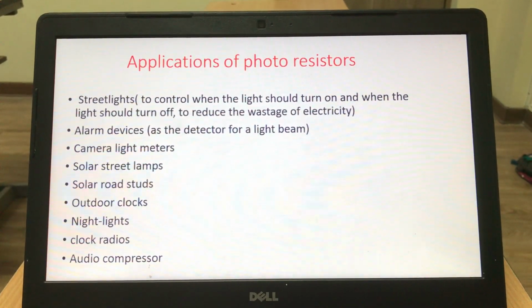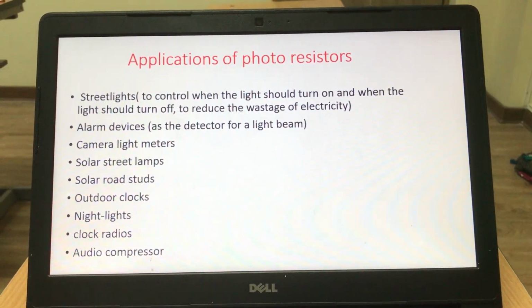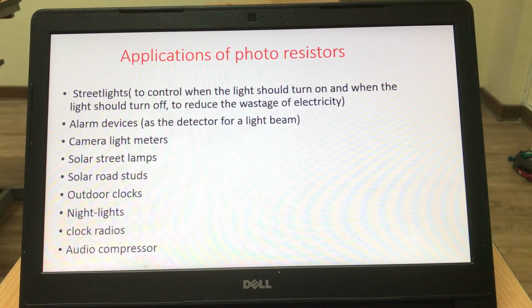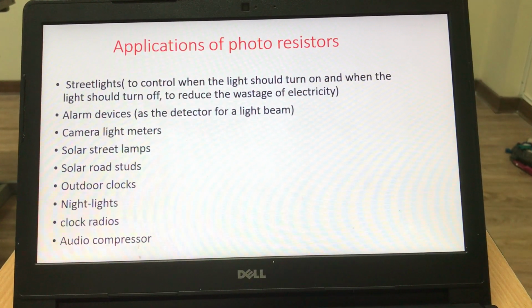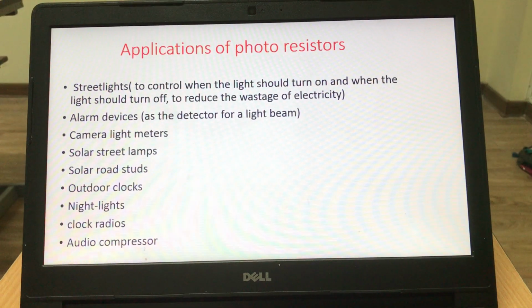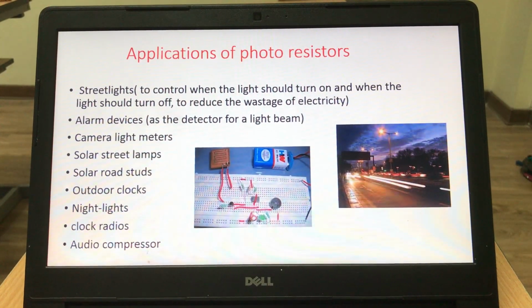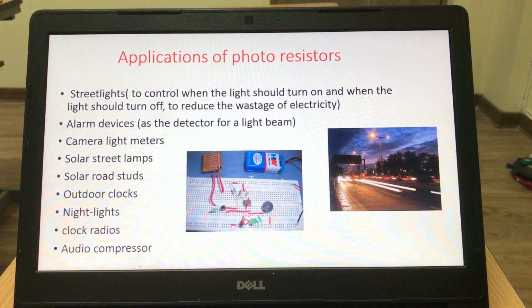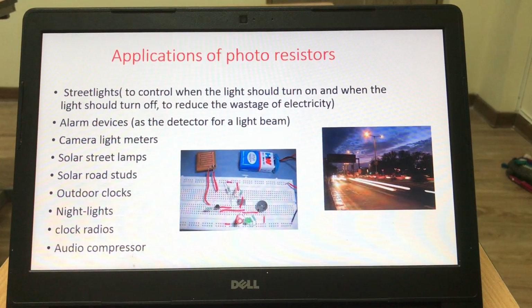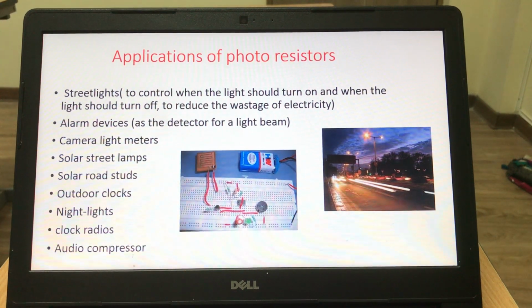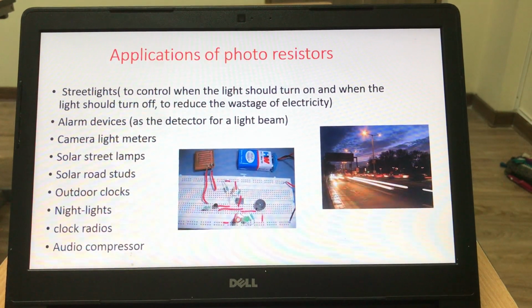Applications for photoresistors. Photoresistors are used in many real-time applications. They are used in street lights, alarm devices, camera light meters, solar street lamps, solar roadstuds, outdoor clocks, night lights, clock radios, and audio compressors. In street lights, they are used to control when the light should turn on and when it should turn off, which is very useful to reduce the wastage of electricity. And they can also be used for alarm devices, and as detectors for lighting.